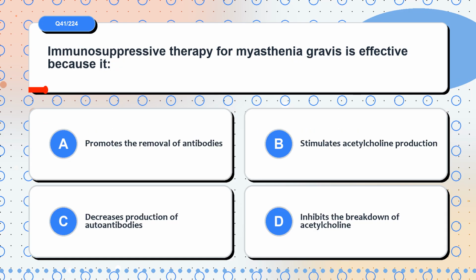Question 41. Immunosuppressive therapy for myasthenia gravis is effective because it. Here are the options. Option A. Promotes the removal of antibodies. Option B. Stimulates acetylcholine production. Option C. Decreases production of autoantibodies. Option D. Inhibits the breakdown of acetylcholine.